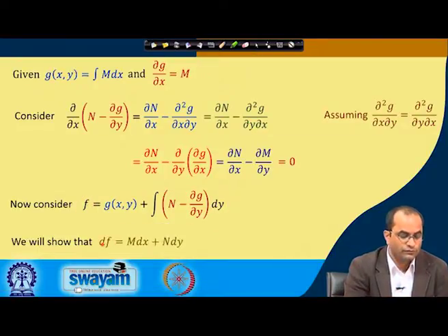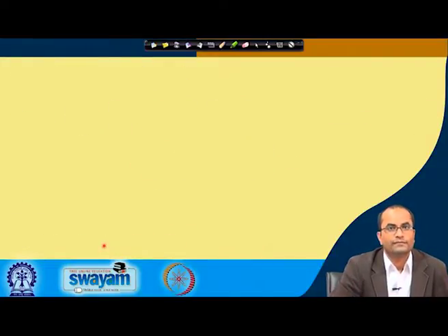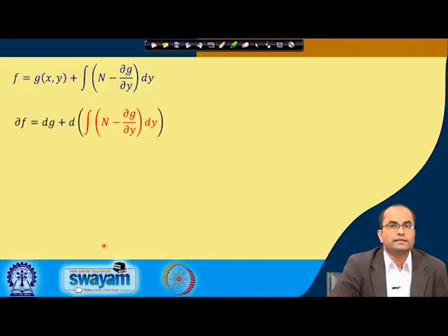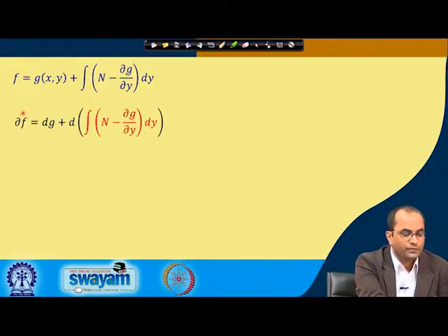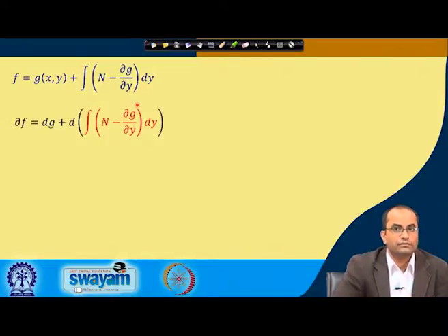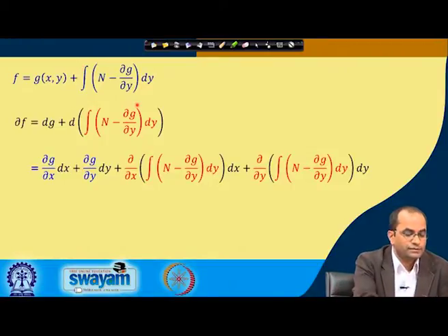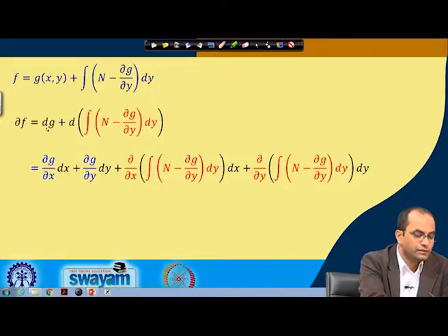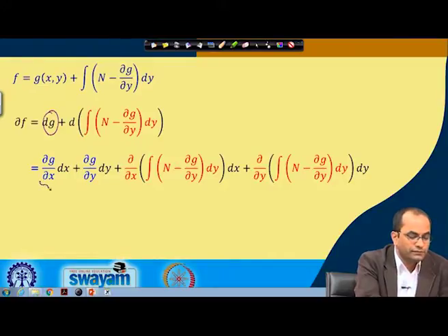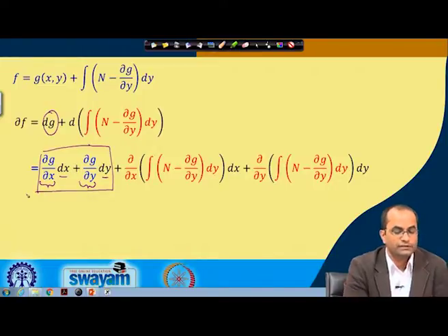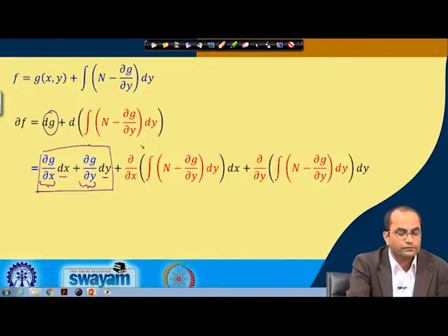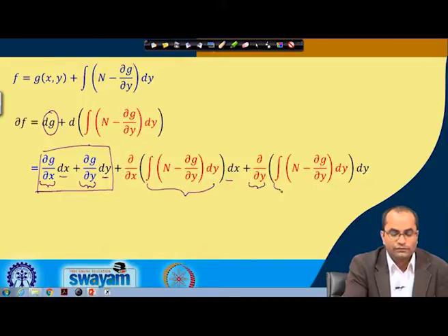Okay, so we will show that this df is m dx plus n dy. This is our f, and if we take the differential of this f, df is dg plus the differential of this function, which is a function of y. As per the definition, dg will be the partial derivative of g with respect to x and the partial derivative of g with respect to y, together with dx and dy. That is dg, the differential of g, and now again the same definition for the differential of this bigger function: del over del x of this function into dx and del over del y of this function into dy.